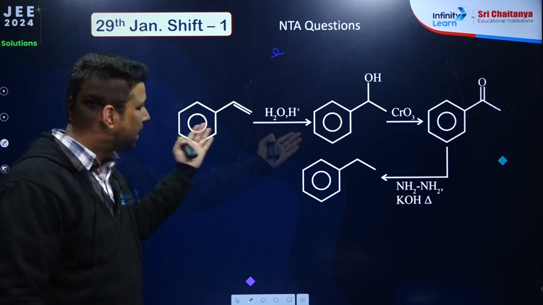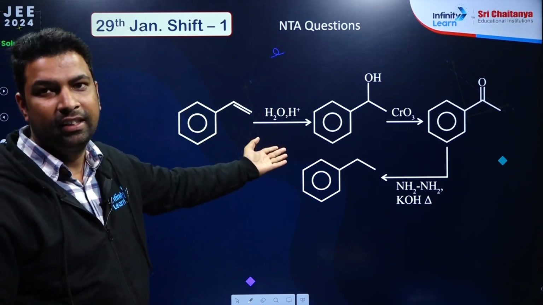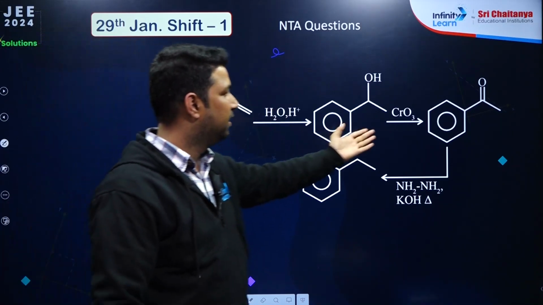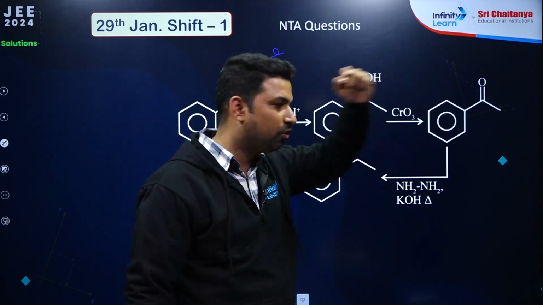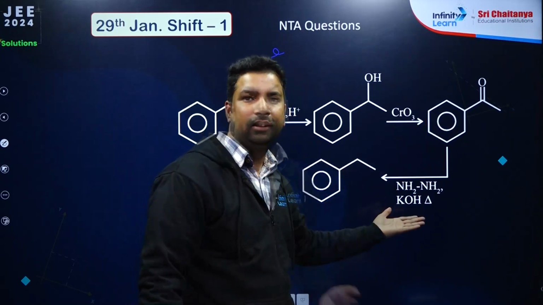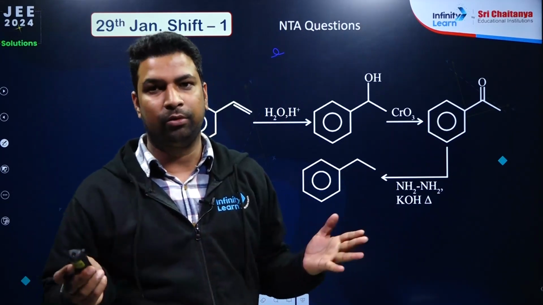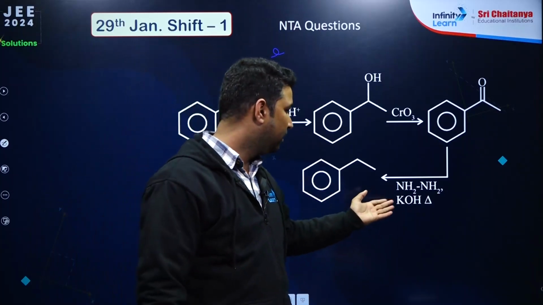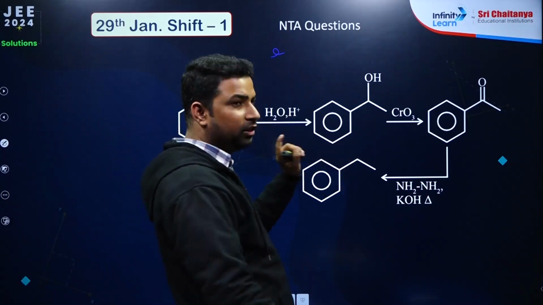Acidic hydrolysis, acidic addition of water. You can say acidic hydration of alkene, given in NCERT. Then Collins reagent, oxidation of alcohol, a 2-degree alcohol is converted into ketone, and ketone and aldehyde when we treat with Wolff-Kishner reduction and Clemmensen reduction. We have two, but the given reagent is Wolff-Kishner reduction. So after that we will get the CO bond converted into CH2.